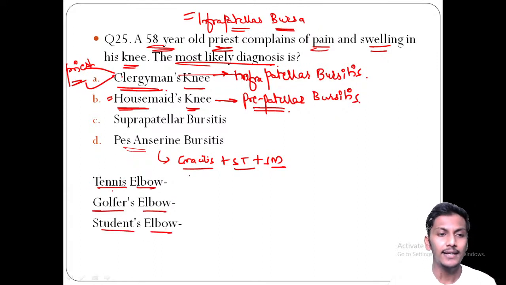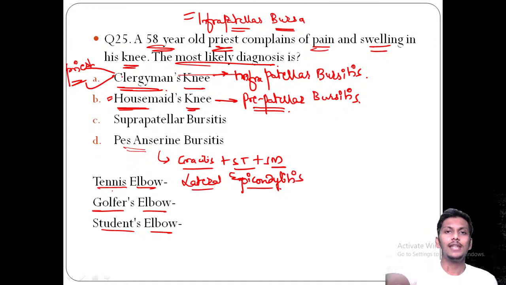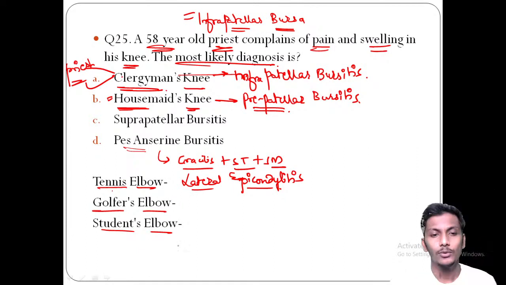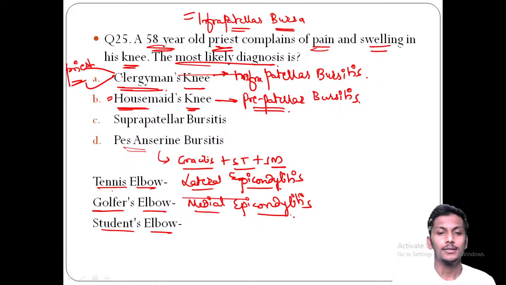So what is actually tennis elbow? Tennis elbow is lateral epicondylitis. So inflammation of your lateral epicondyle is known as your tennis elbow. Okay. Next one, what is your golfer's elbow? Golfer's elbow is your medial epicondylitis. Okay, please remember this. Due to repetitive trauma to this medial epicondyle.